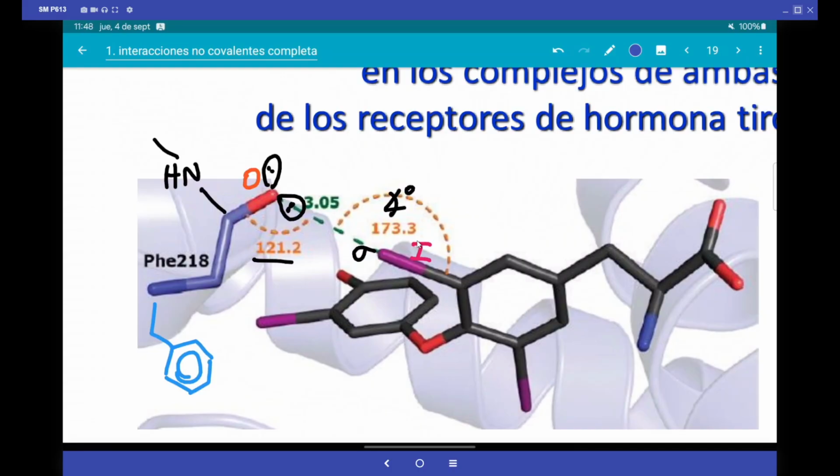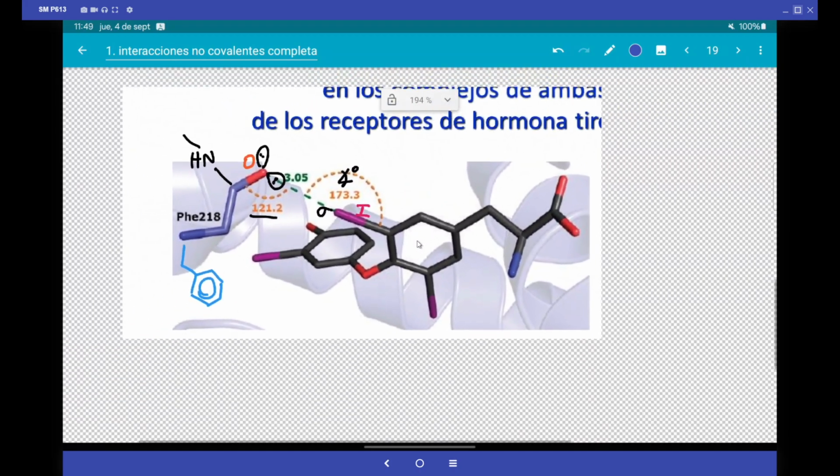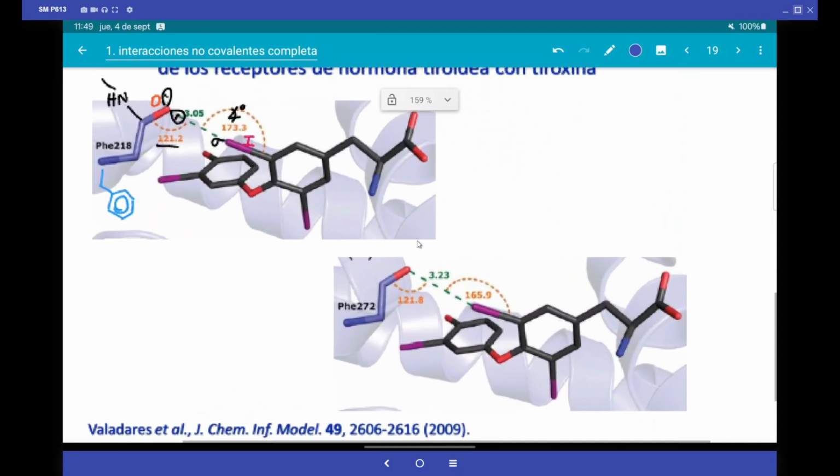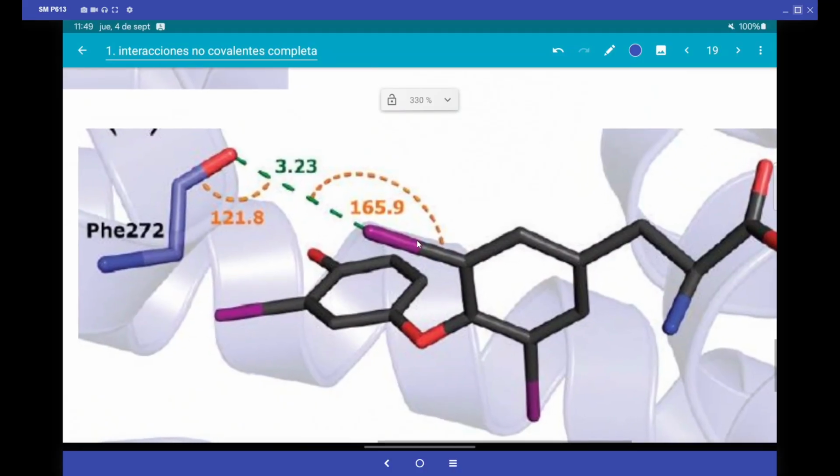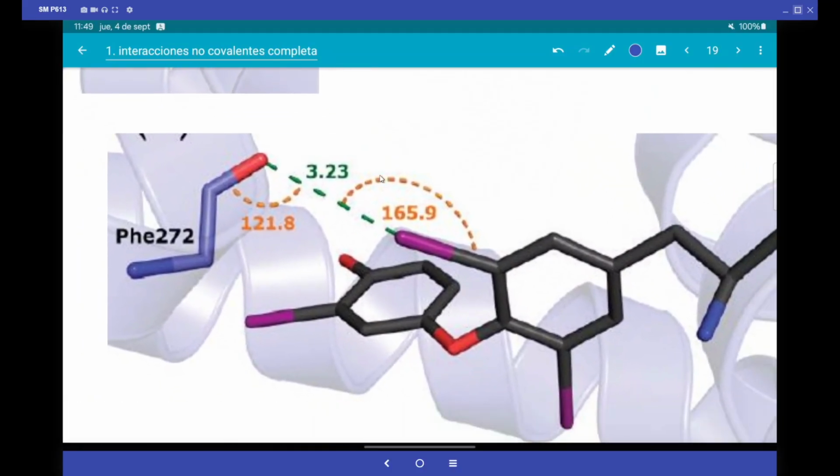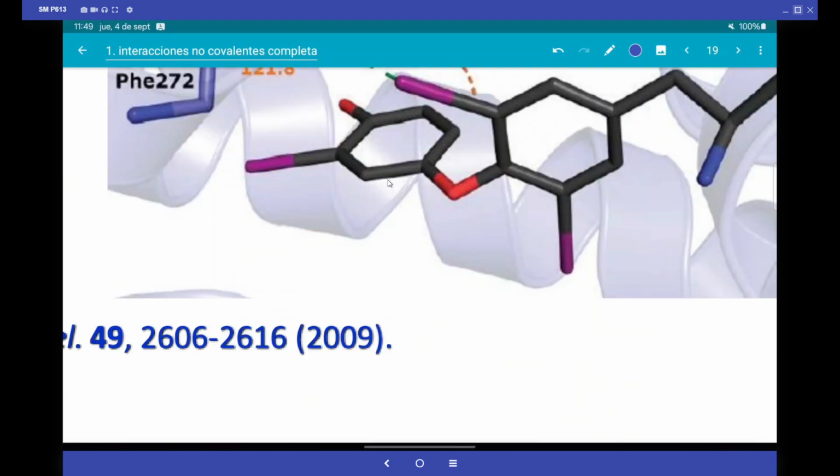The examples only happened to coincide; in this example it was phenylalanine, but it is not mandatory that it be phenyl. Another carbonyl of the backbone, with an angle of 180 degrees, is a very good interaction. In the second example there is another very similar derivative, only that the angle is further away from 180. But again, there is an interaction between oxygen and iodine in phenylalanine, 121.8 degrees, with the electron pair pointing to the sigma hole, at 3.23.